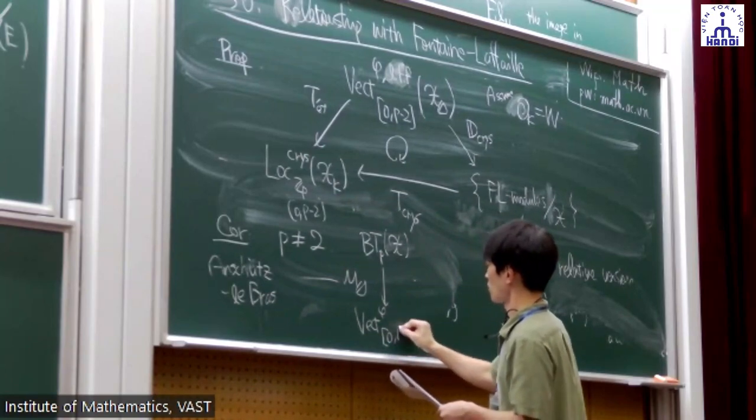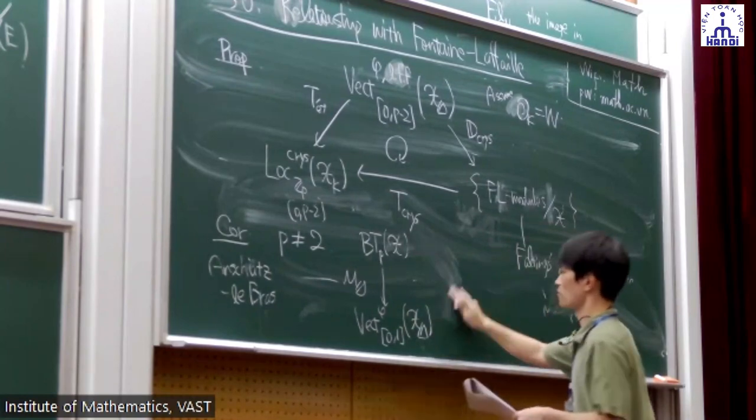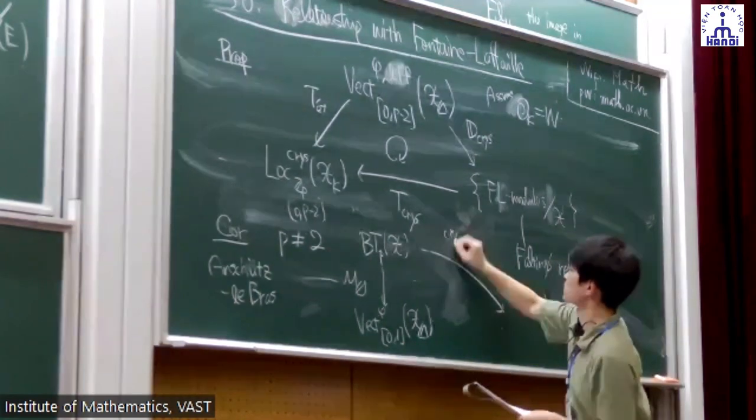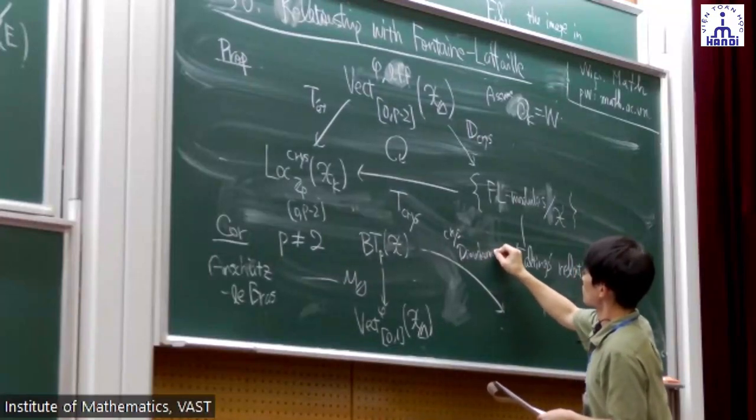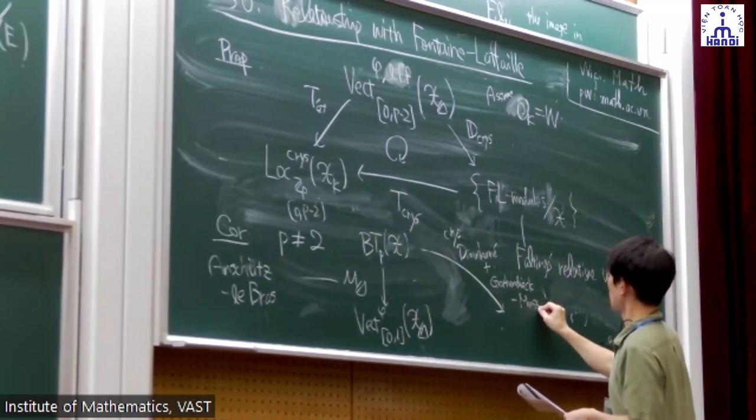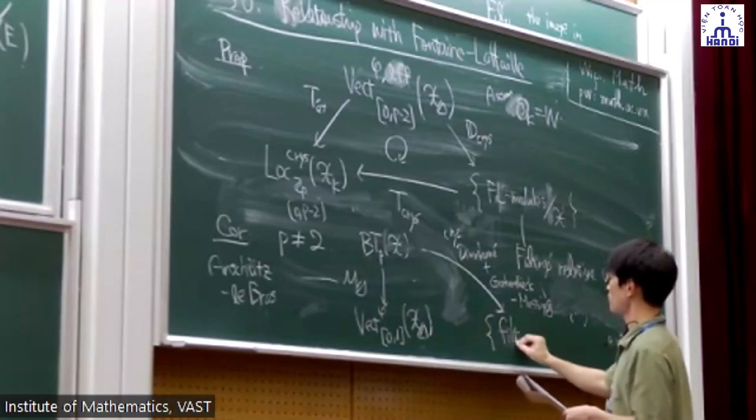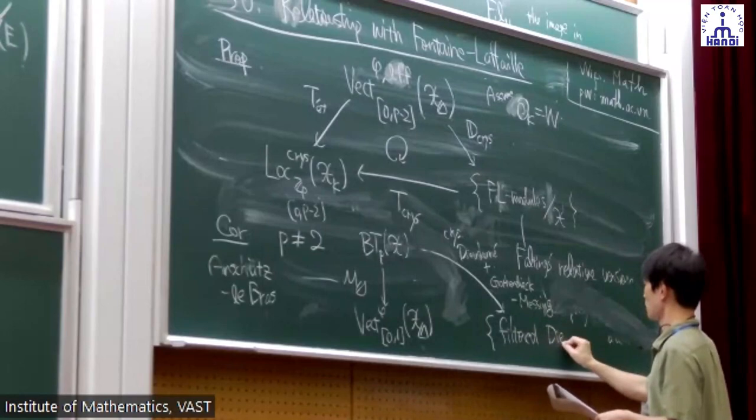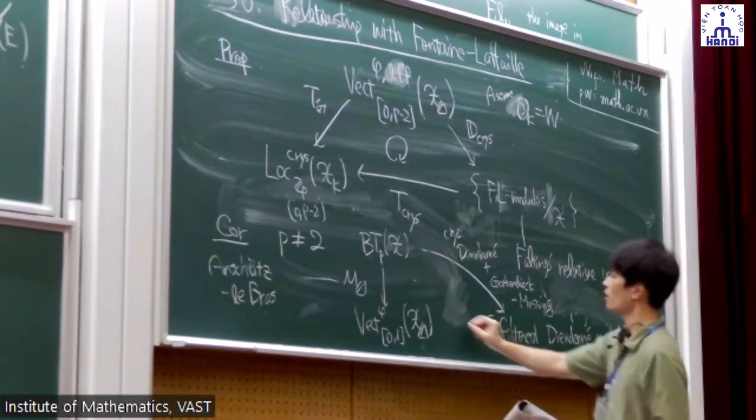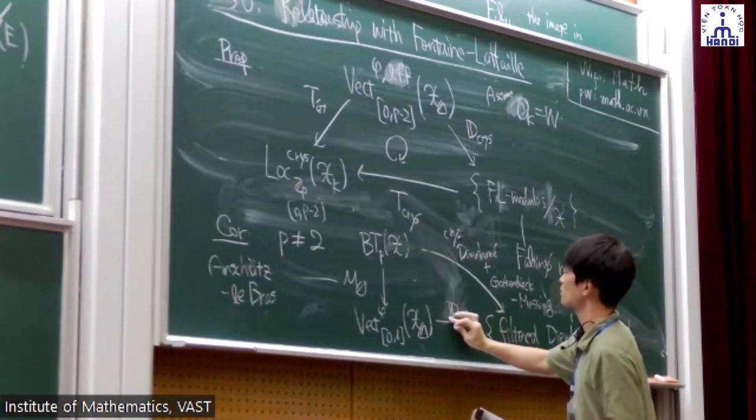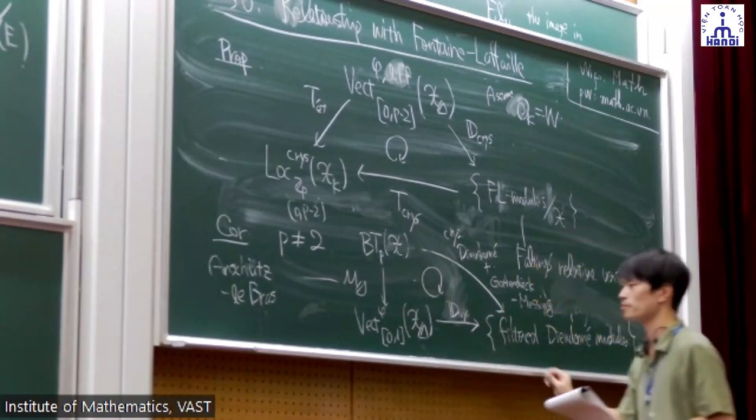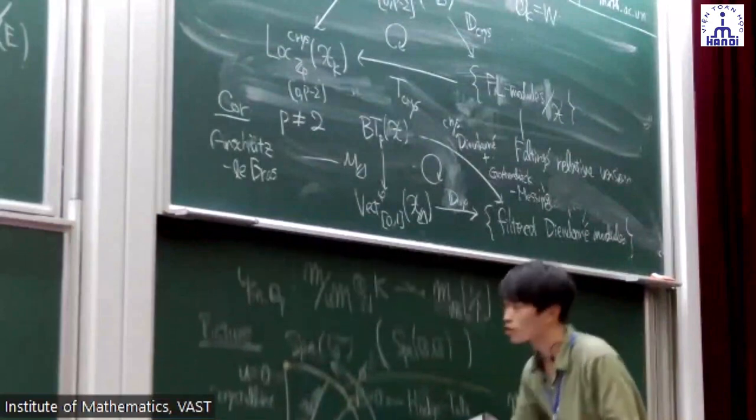Going into the prismatic crystals in this range. And on the other hand, crystalline Dcrys theory plus Grothendieck-Messing produces filtered Dcrys modules, crystalline Dcrys modules. And again, our construction of a lattice inside Dcrys produces this functor, and I'm claiming that this is commutative.